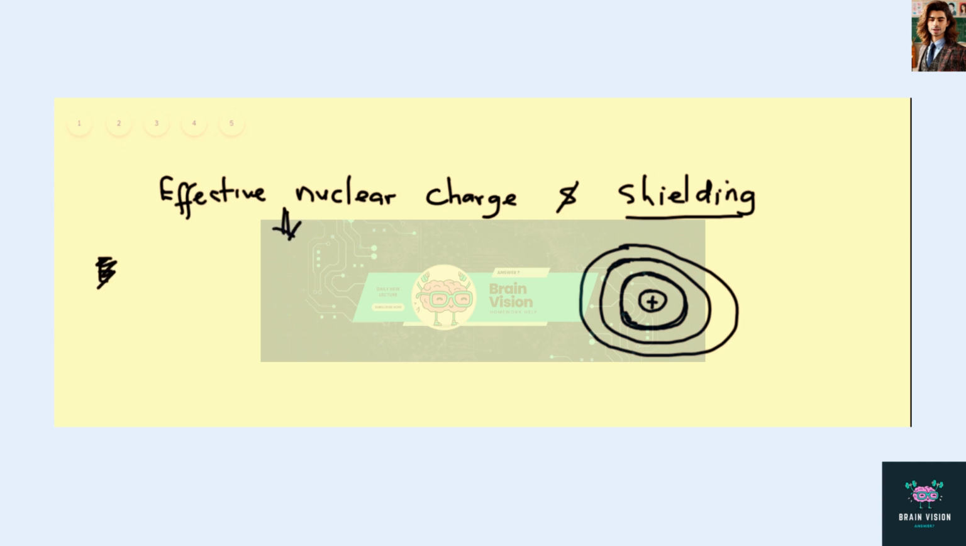So the effective nuclear charge will be the actual charge minus the charge screened by other electrons.